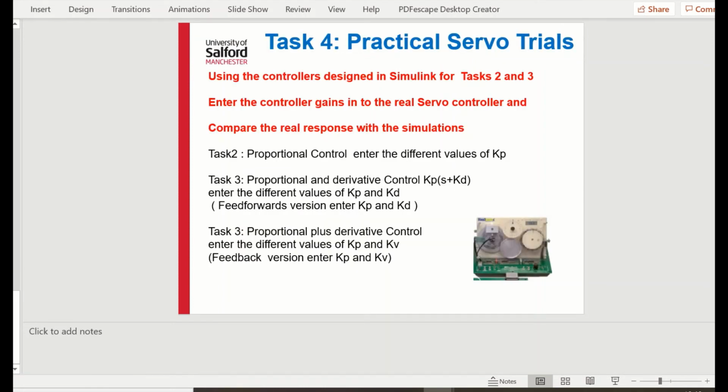So in our next stage, we're going to look at the practical servo trials, and that's what we're going to talk about next.